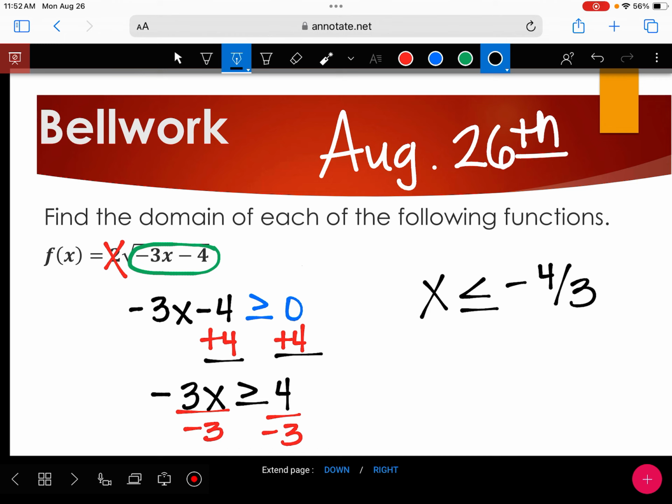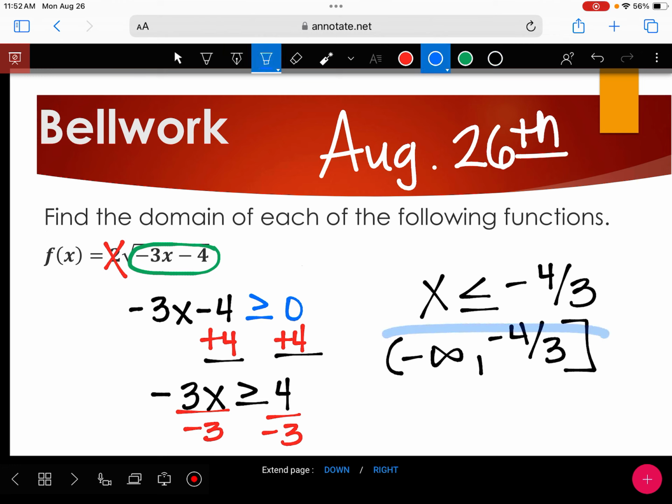Remember that negative could be anywhere in the fraction. It doesn't have to stay with the 3. It could be anywhere as long as it's in the fraction. Because that's less than, that means that the interval starts at -infinity and it ends at -4/3. And that would get a bracket. This is the domain that I will be looking for next week when you take your quiz. That's the domain.